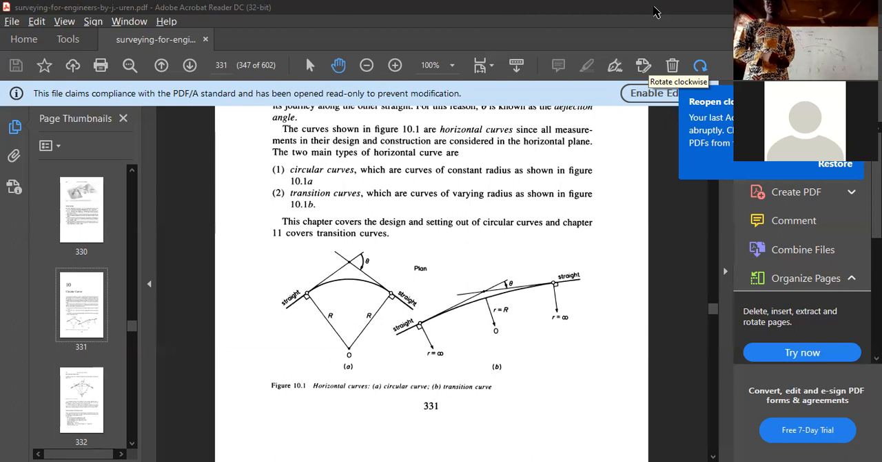Yes. The length of a transitional curve is bigger than the circular curve. Please take note that the length of a circular curve is given by r times theta, where theta is in radians. The length of the transition curve is given by another formula that we are going to talk about, not today.